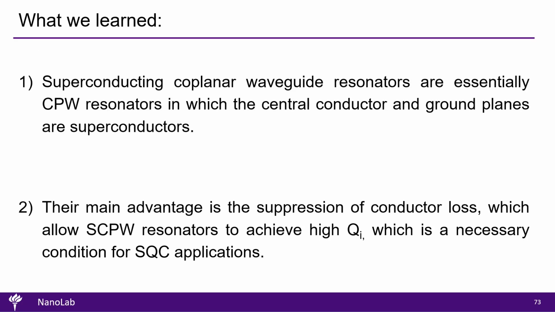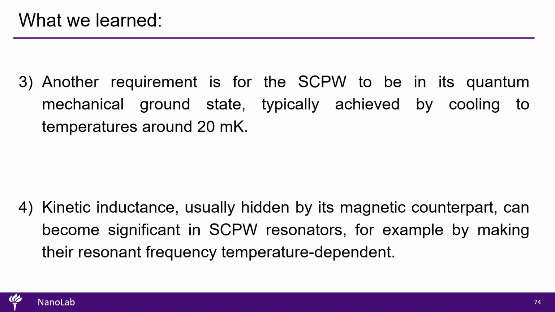Let's review what we have learned. First, superconducting coplanar waveguide resonators are essentially CPW resonators in which the center conductor and ground planes are superconducting. Second, their main advantage is the suppression of conductor loss, which allows them to achieve high Qi, a necessary condition for superconducting quantum circuit applications. Third, we saw that another requirement is for the SCPW to be in its quantum mechanical ground state, typically achieved by cooling to temperatures around 20 millikelvin. Finally, we noted that kinetic inductance, usually hidden by its magnetic counterpart, can become significant in SCPW resonators, for example by making their resonant frequency temperature dependent.